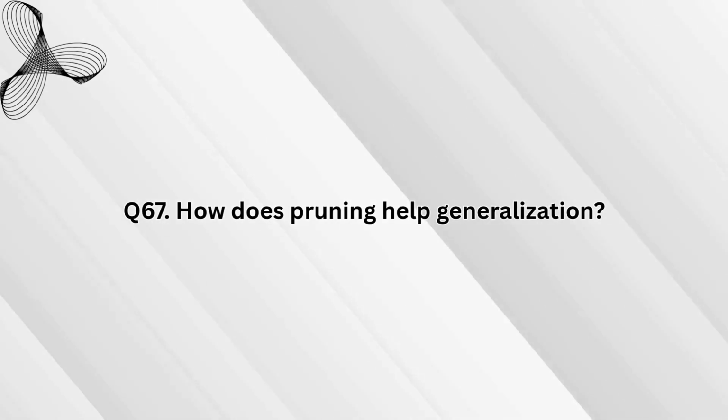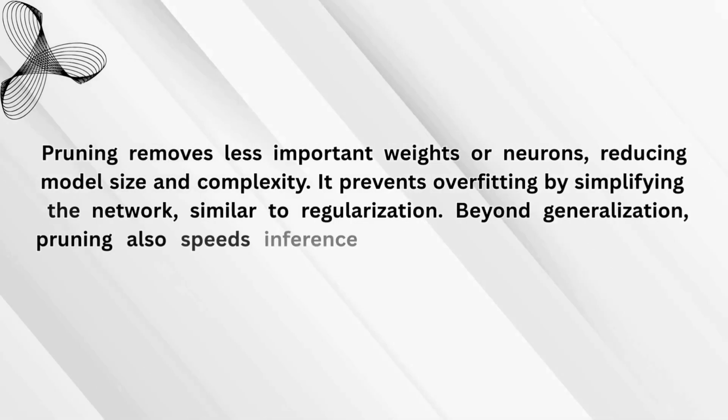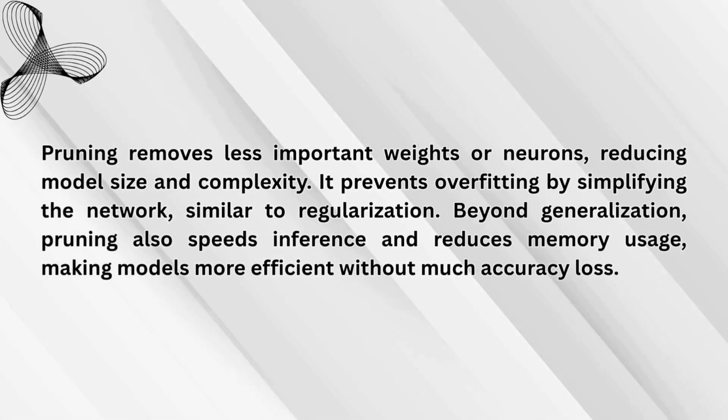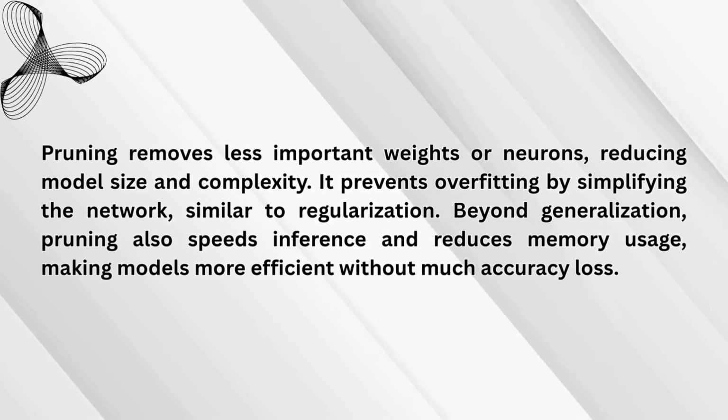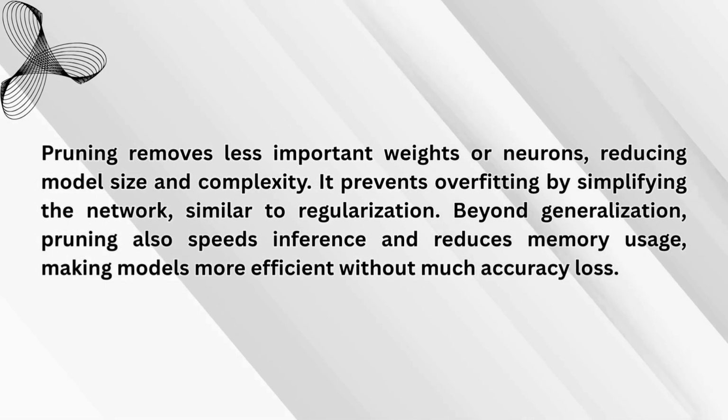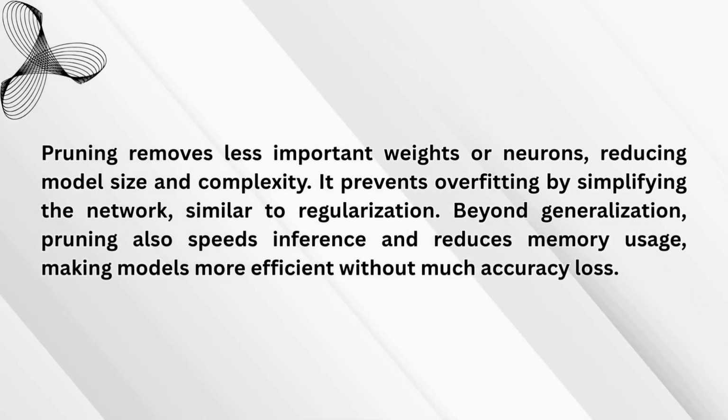How does pruning help generalization? Pruning removes less important weights or neurons, reducing model size and complexity. It prevents overfitting by simplifying the network, similar to regularization. Beyond generalization, pruning also speeds inference and reduces memory usage, making models more efficient without much accuracy loss.